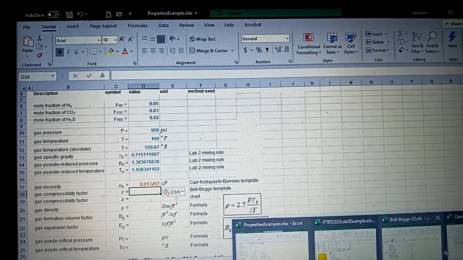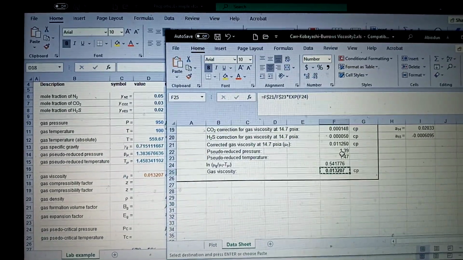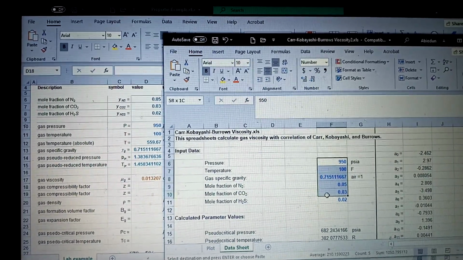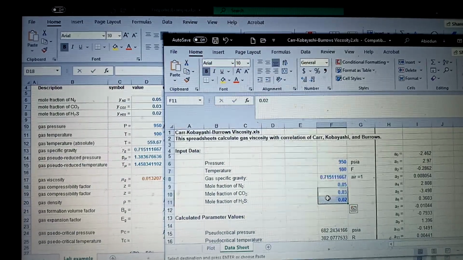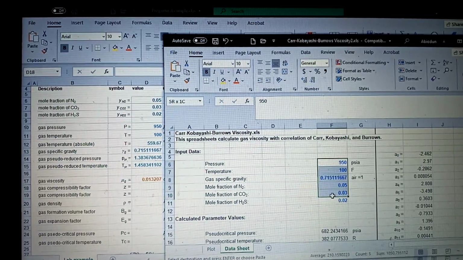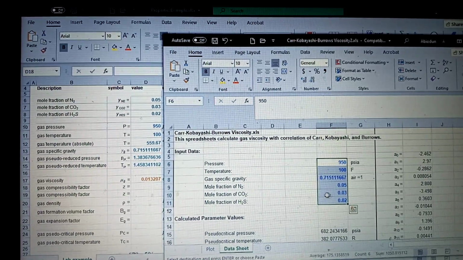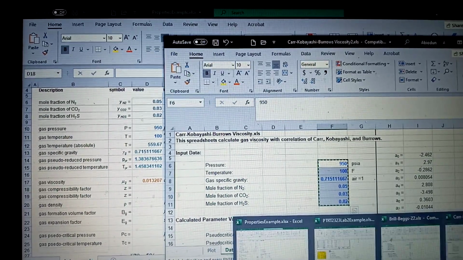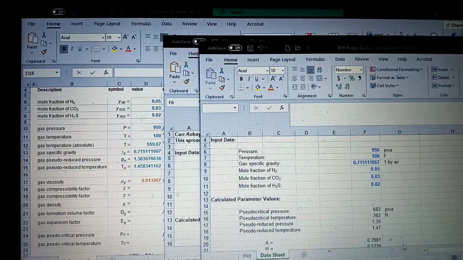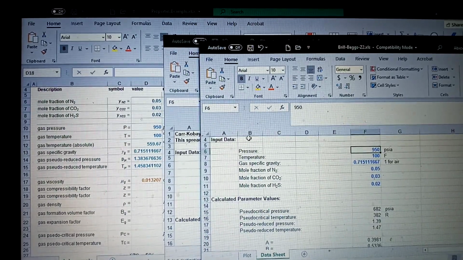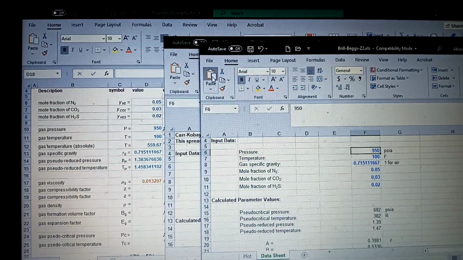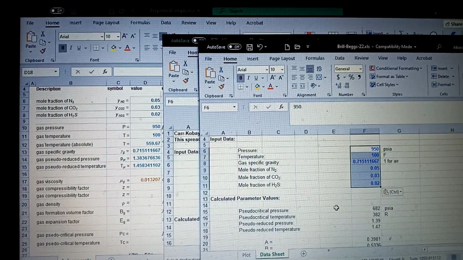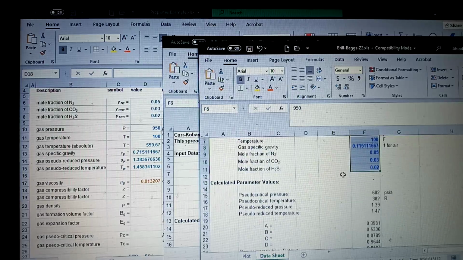I'm going to go back to my Kakobayashi because it's the same parameters I need. So what I do is I just highlight all the parameters that I use in Kakobayashi. I copy them. Then I open Brill-Beggs. I can paste this because it's not a formula, it's just numbers, so I can paste directly. So once you paste that, they are all the same parameters.